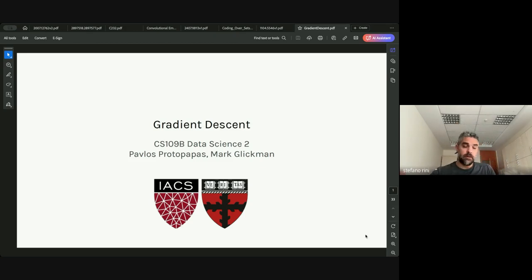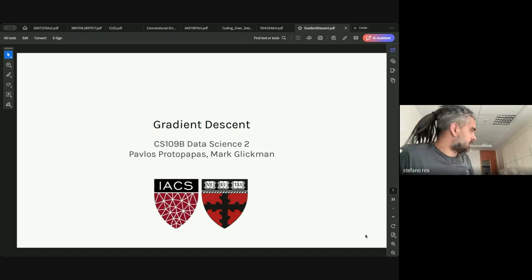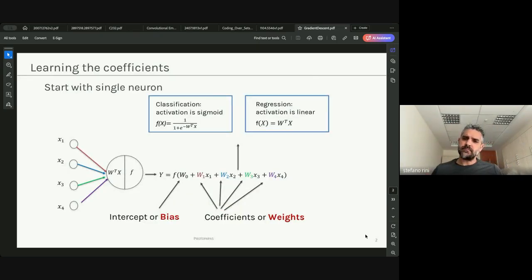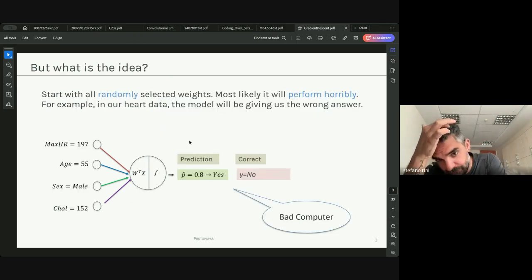Okay, so as we stopped last time, we said that the DNNs are universal interpolators. And we got to this slide, right? We said that we have a single neuron. This single neuron is performing this sort of sigmoid activation. And then what we want to do is we want to learn the weights such that the prediction is close to the labels.